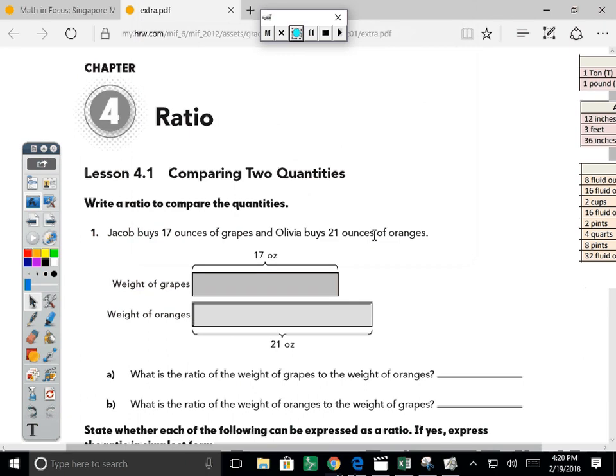Today we're going to take a look at lesson 4.1 from Math in Focus in our 6th grade textbook, where we are working with comparing two quantities. And we're working in our ratio unit. So we've taken some good notes on lesson 4.1. The problem is they didn't show us a lot of conversions.